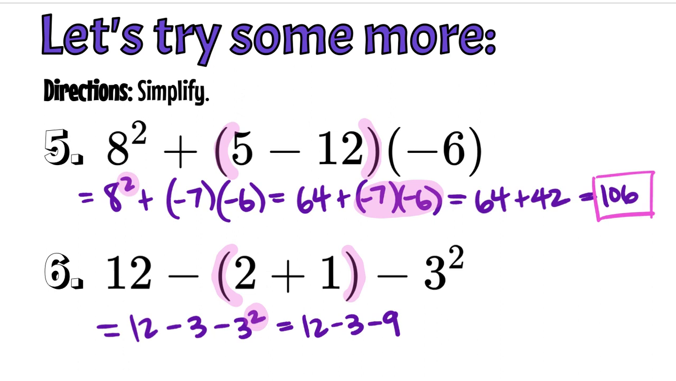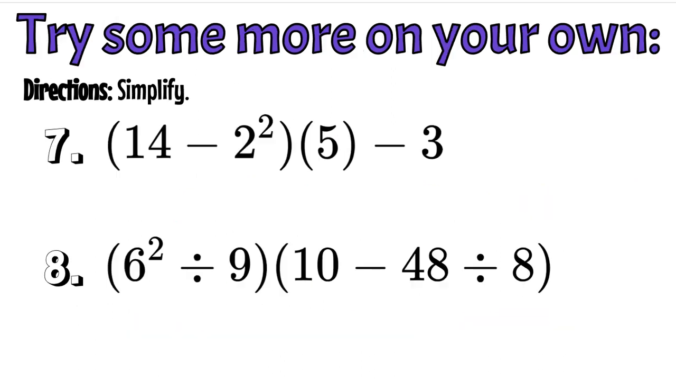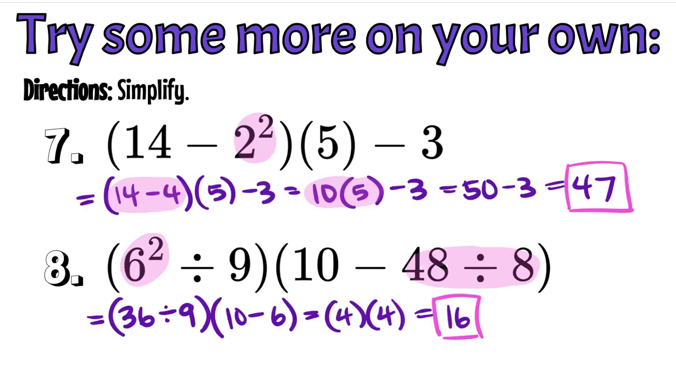Now all that's left is subtraction. So we can subtract 12 minus 3, which is 9, and then we rewrite our minus 9, and then 9 minus 9 simplifies to 0, and that's our final answer. Pause the video now and try a few more examples on your own. Hopefully you paused the video and found that number 7 simplifies to 47 and number 8 simplifies to 16.